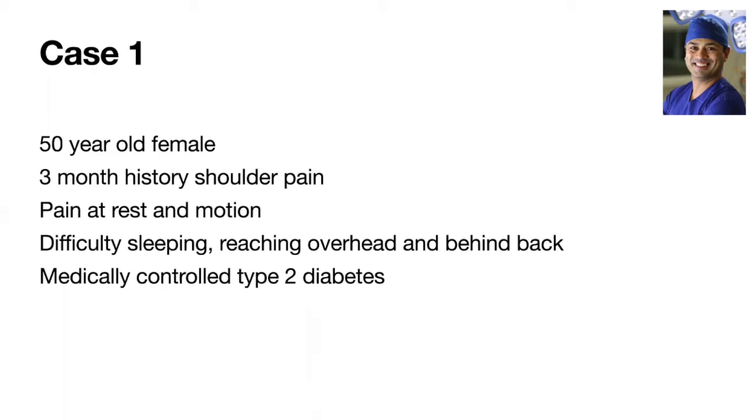So the first case is a 50-year-old female who presents with a 3-month history of shoulder pain. No real history of injury or anything like that. She does have pain at rest when she's sleeping and with most activities. She's talking about difficulty sleeping, as we mentioned. She can't reach overhead. She can't reach behind her back. She's finding it getting more and more restrictive. Her only significant medical history is a history of well-controlled type 2 diabetes.